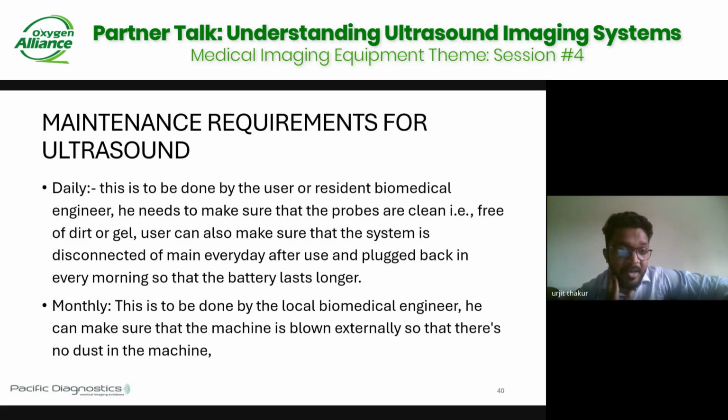So then we have the monthly. For monthly, what we generally do is when we head to site, we blow the machine and clean the interior parts, and there are air filters as well within the ultrasound. So you can remove those physically, clean them by blowing them, or also by just wiping them once and leaving them to dry and then putting them back within the system. So this also prolongs the life of the machine.